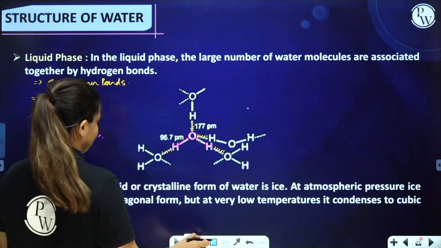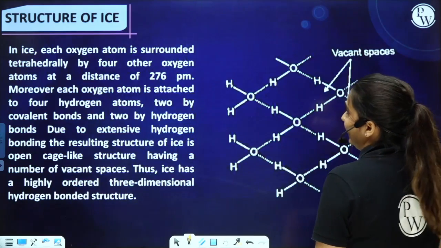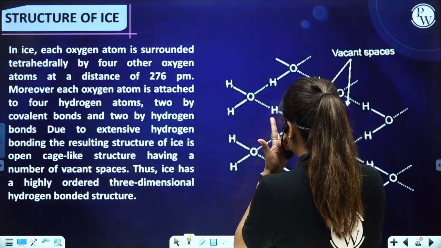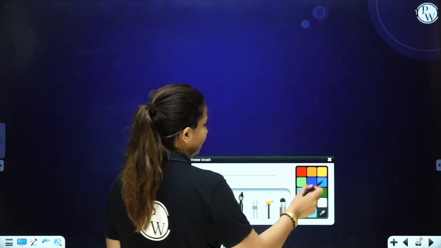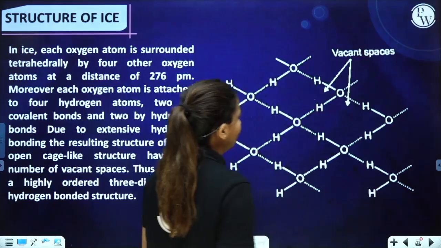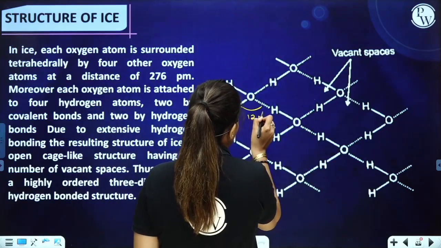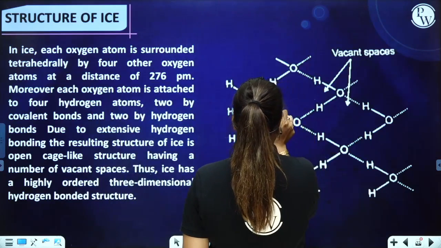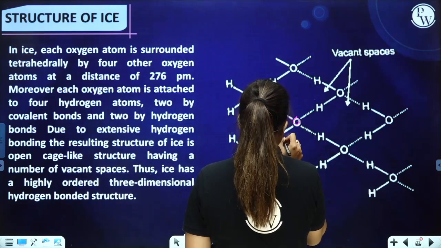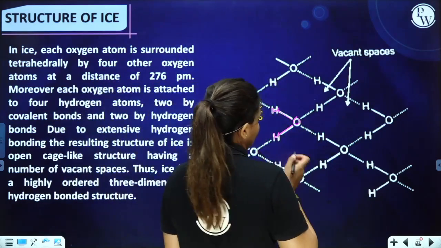Now the solid phase, which is the structure in the form of ice. Let's discuss the structure of ice. What is happening in the structure of ice? If you see this structure, you can simply understand. The angle over here in the structure of ice is around 120 degrees. This is a network of so many water molecules. Let's discuss further.